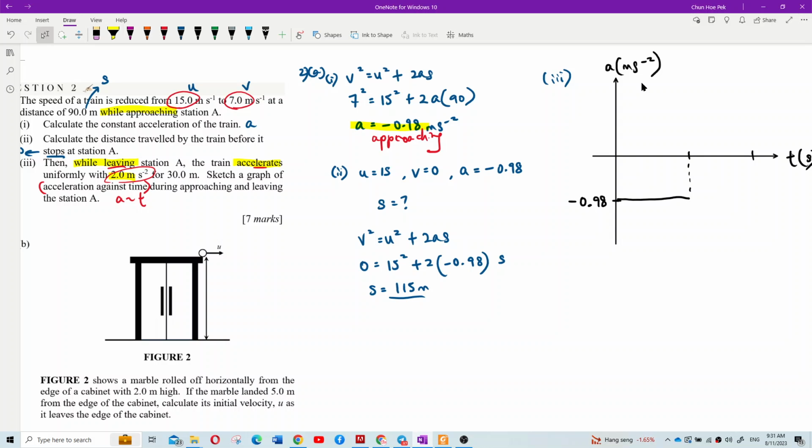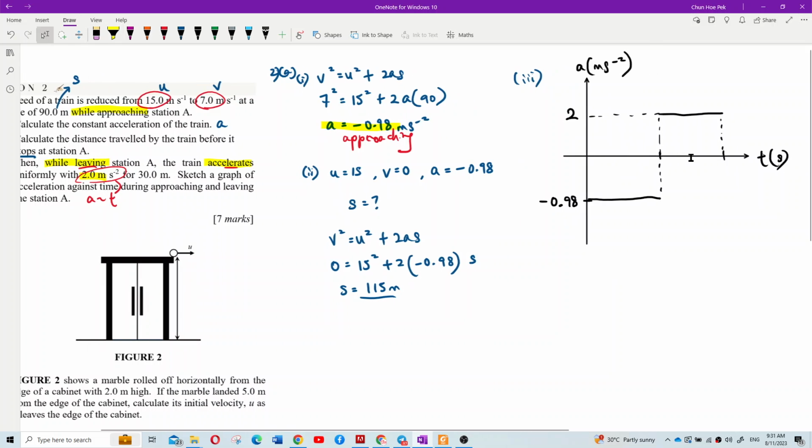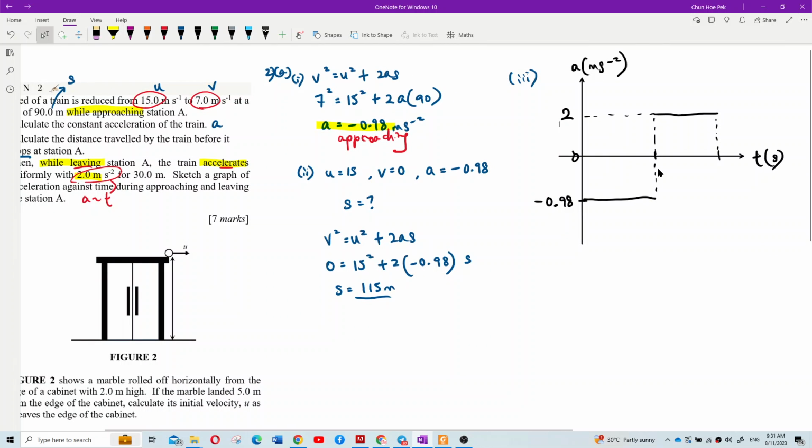And then while leaving is accelerate. This is just a dotted line. It's like this. So while leaving is 2. But I don't have the time, right? I need to find the time. I have 0, start from here, 0 second.